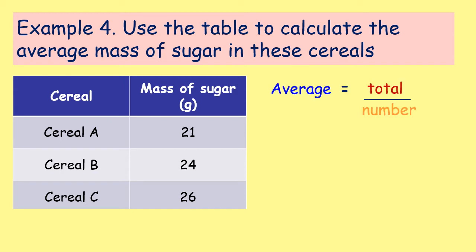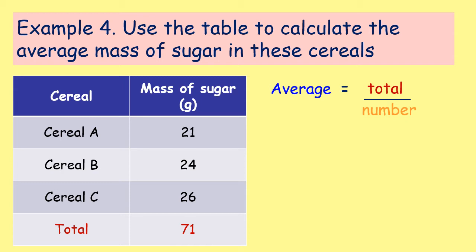Okay, so remember our average is our total divided by our number of numbers. In this case, our total is going to be all of the masses of sugars. So that's going to be 21 plus 24 plus 26, which is 71.